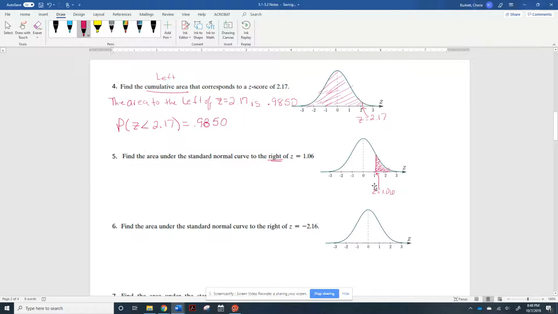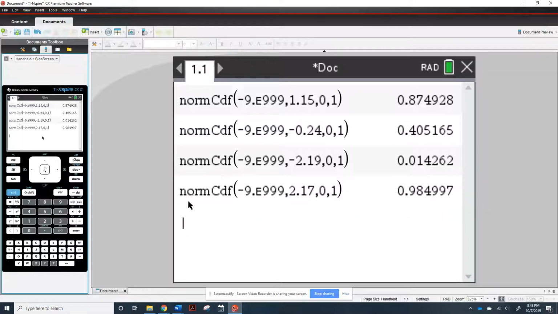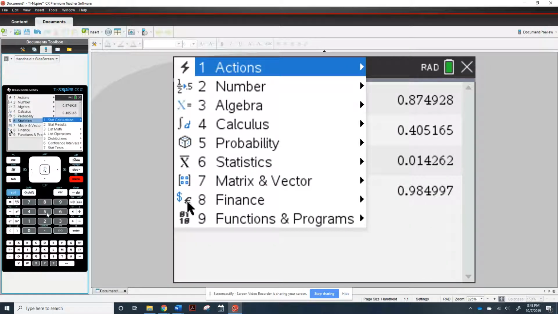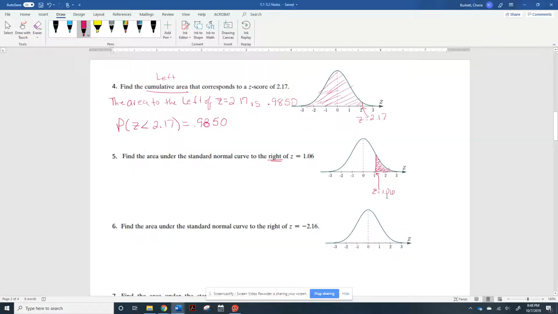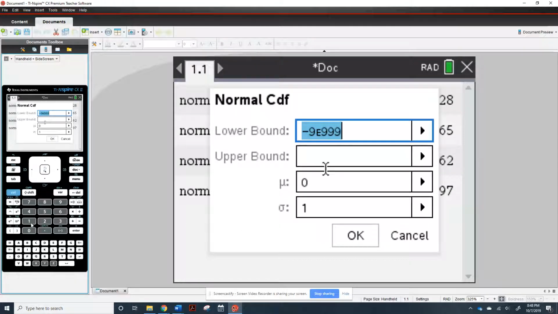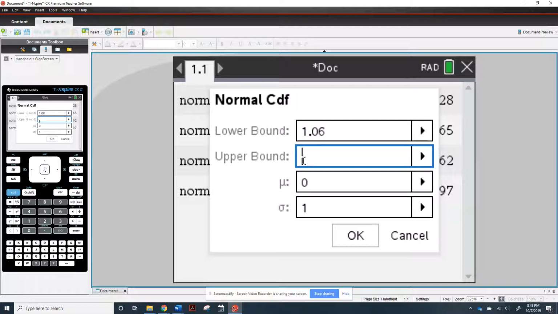The calculator is super easy. We have a starting place, we have a stopping place, and we have a mean and a standard deviation. So, menu 652, our starting place. In this particular situation, our starting place is right here because we always read it from left to right. So we start our shading right here at 1.06. So we're going to do 1.06. And the upper bound is going to be positive infinity.